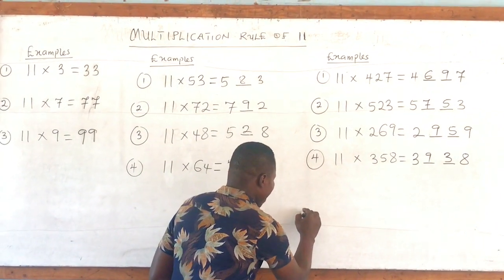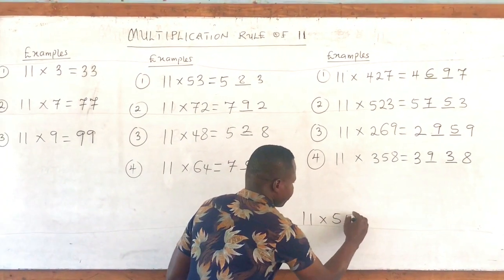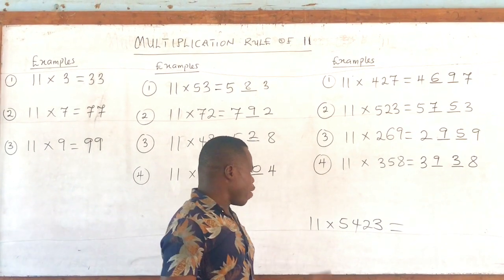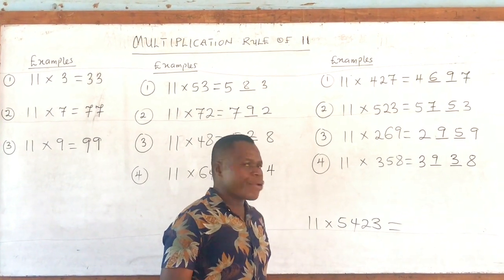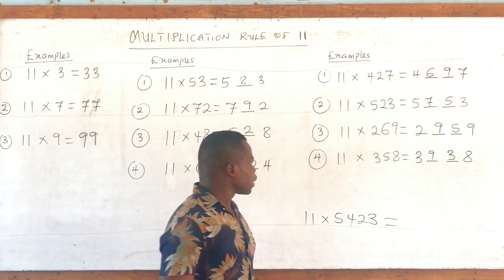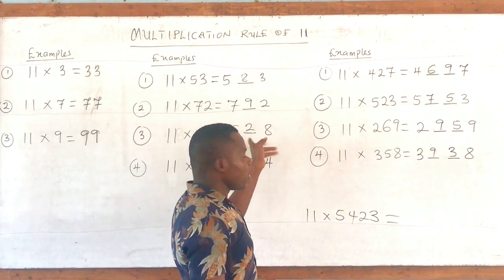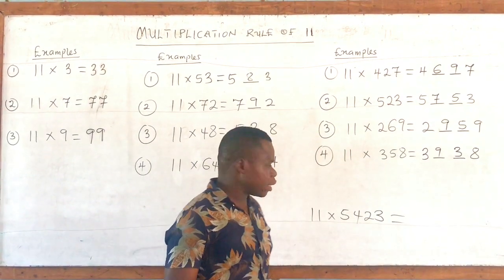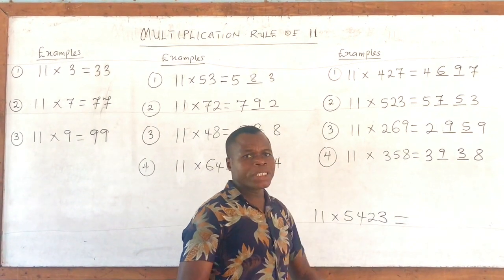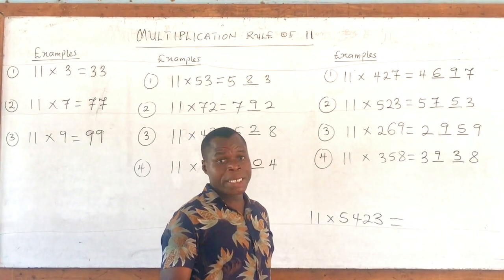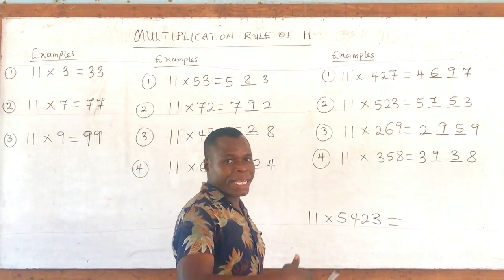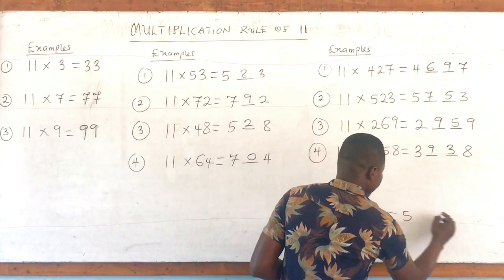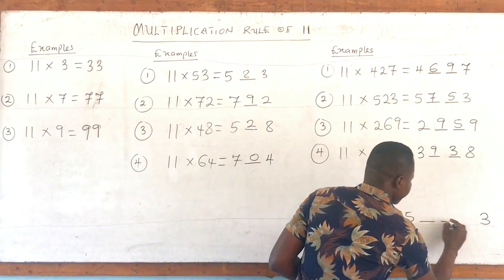For example, if I have 11 times 5,423, you see that when it was 2 digits, we left only 1 space. When it was 3 digits, we left 2 spaces. The digits that we have here, they are 4 digits, so it means that we are going to leave 3 spaces between the first and the last digit. Meaning, I'll write 5 and write what? 3. And then put 3 spaces.